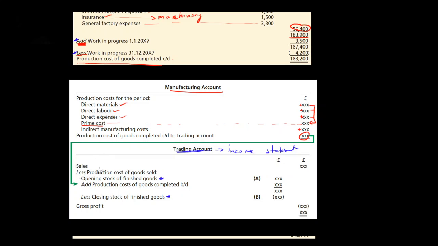How will it be transferred? So we will write sales, just like any other business, sales minus cost of sales, right? Instead of writing production cost, you can write minus cost of sales or less cost of sales. We write opening inventory of finished goods. Just like the normal business, we just have opening inventory, but in this case, we have opening inventory of finished goods at production cost of goods completed. Where does this amount come from? This amount comes from your manufacturing account, less closing stock of finished goods. We find the gross profit and then continue normally.